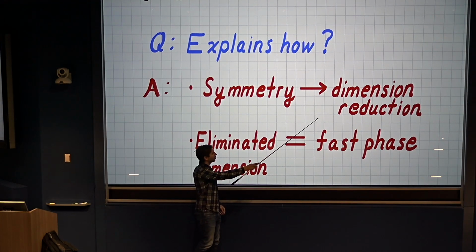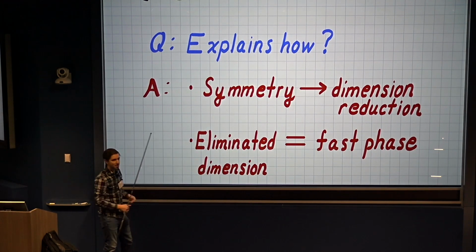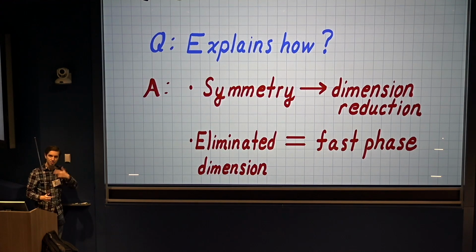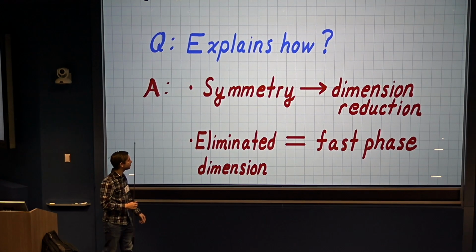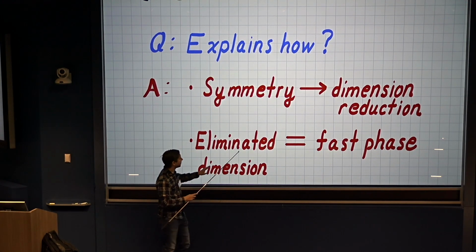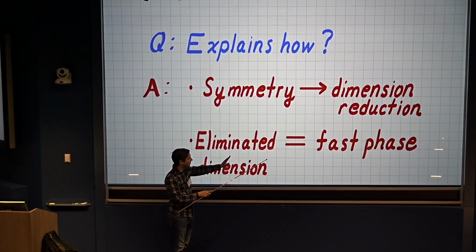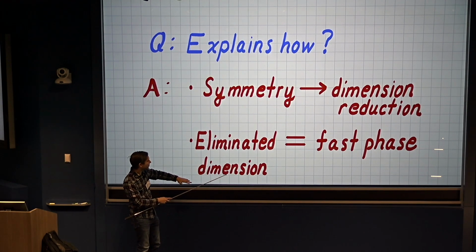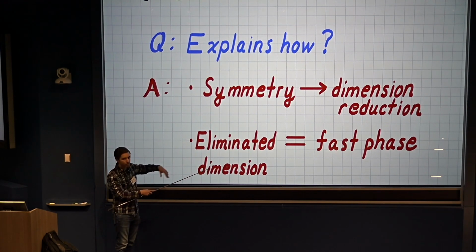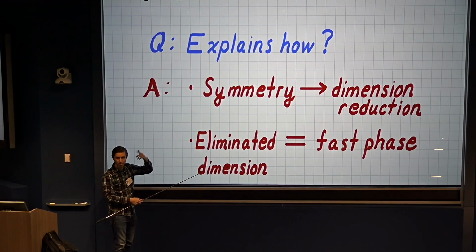Well, the dimensionality reduction is entirely because of the symmetry. Anytime that you have a symmetry of a system of ODEs, a continuous symmetry, in particular a U1 symmetry, you get a reduction of the dimensionality of phase space by 1. So this is just from general symmetry reduction principles. And now, as far as the timescale separation is concerned, how is that explained by this symmetry? Well, the eliminated dimension from this symmetry is precisely the fast degree of freedom.